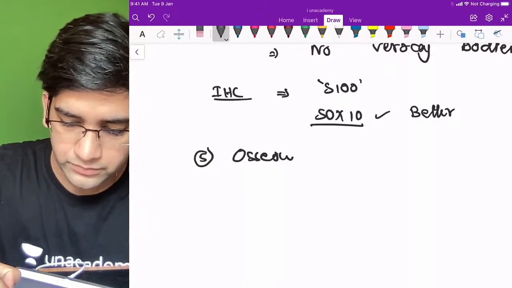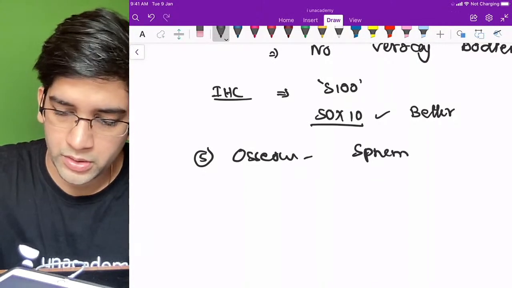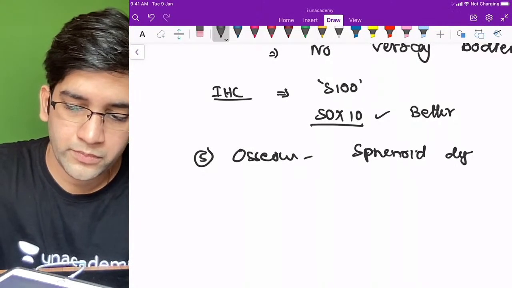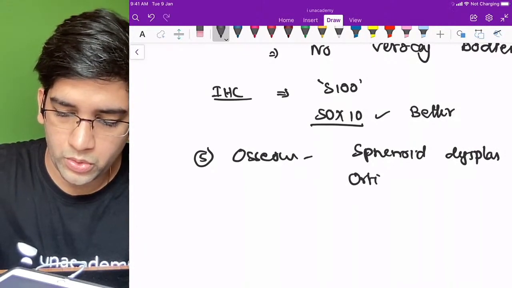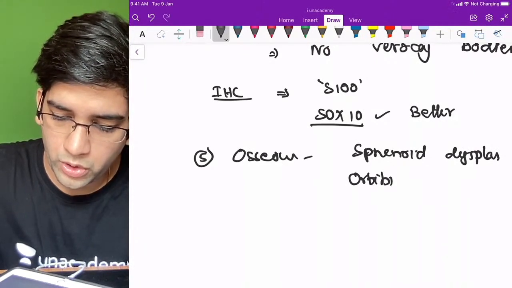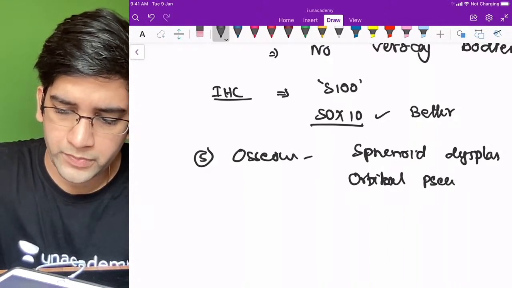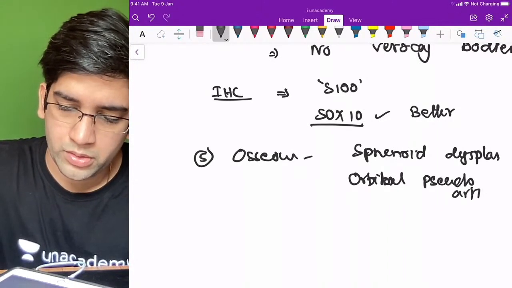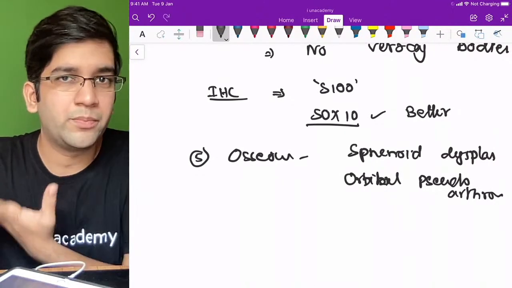Bone related: sphenoidal dysplasia, okay, and orbital pseudoarthrosis. Okay. Again, this is more of a radiological diagnosis. You might not pick it up here.